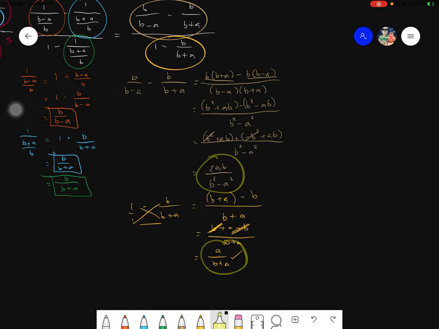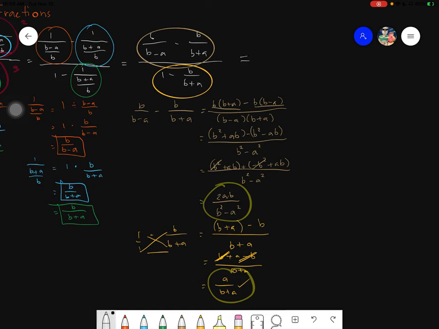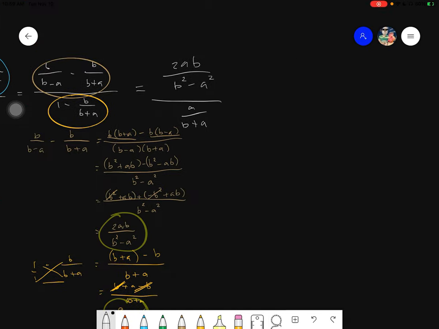So let's zoom out a little bit again. I hope you can see them still. Equals to, the brown one is the numerator. It's 2ab over b squared minus a squared, all over a over b plus a. Then let's reciprocate our given. Reciprocating our given will give us the following. Okay, we're already done here. So this one will be equals to 2ab over b squared minus a squared times, reciprocate the denominator right away, which is of course going to be b plus a over a.